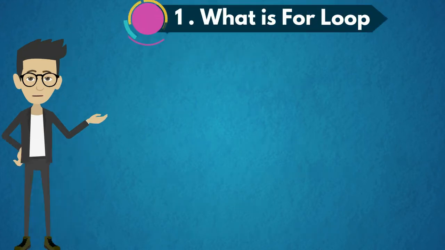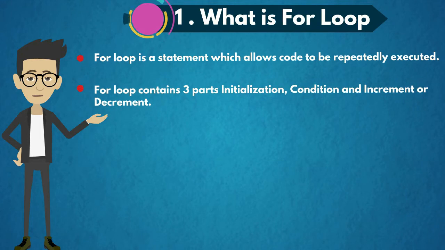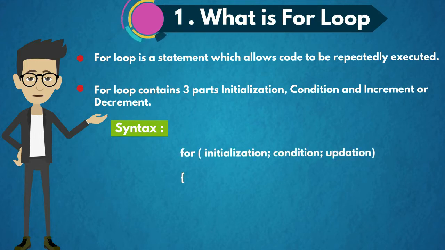First one, what is for loop? For loop is a statement which allows code to be repeatedly executed. For loop contains three parts: initialization, condition and increment or decrement, which is also known as updation. The syntax is: for, initialization, condition, updation, and loop statements within the curly braces.